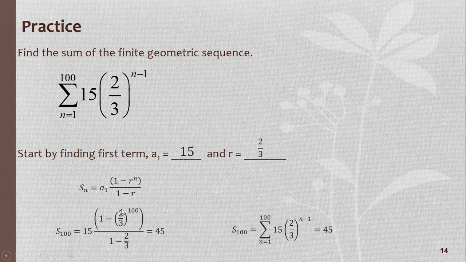A sub 1, 15 times 1 minus 2/3 to the 100th power divided by 1 minus 2/3. If I were to figure this out, it would be approximately 45. If I did this on my calculator, again, putting this whole thing inside of the set of parentheses they give you, it would give you 45 as well.